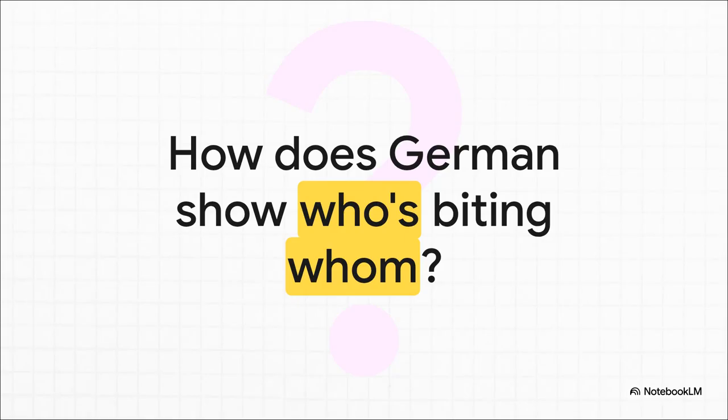And that brings us to the big question. In English, word order is king. It tells us everything. But German has a secret weapon. It has another, more flexible way to show who's doing what to whom, in a sense. And that is exactly what cases are all about.